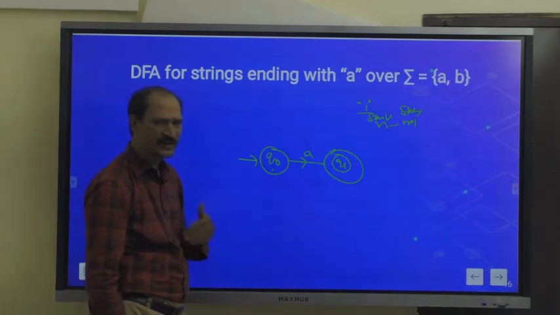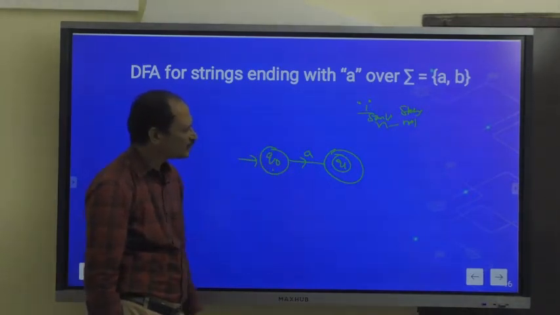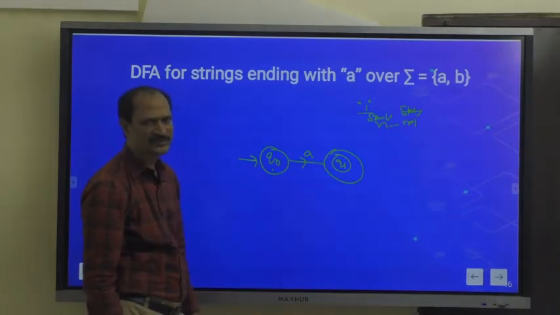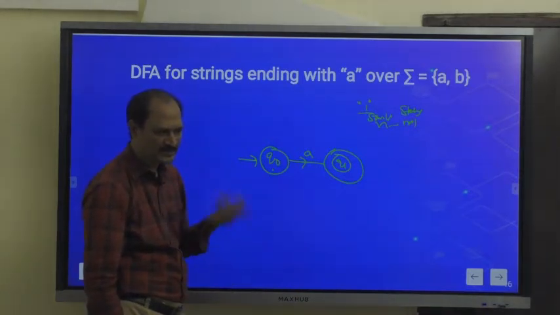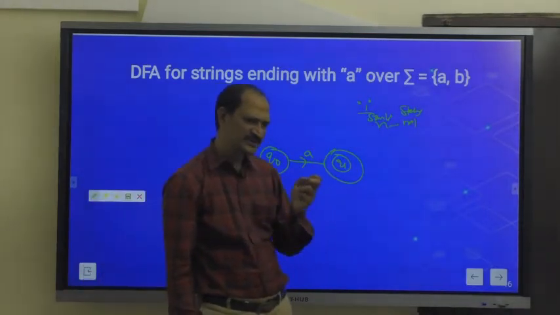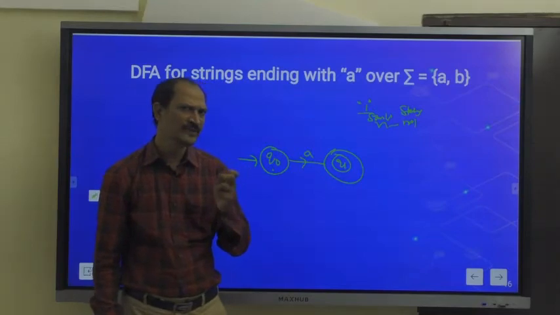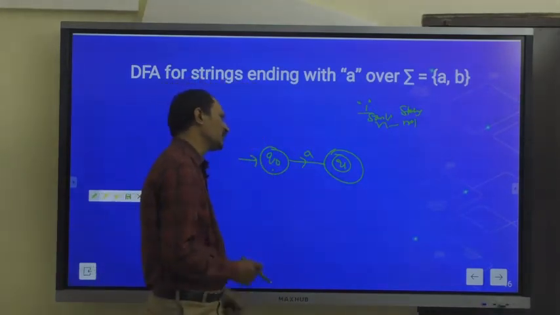Q0 should consume A as well as B, but it is not consuming B right now. Similarly, Q1 has to consume both symbols A and B, but Q1 is not consuming A and B. So I need to make sure all the states consume all the input symbols. And the second rule is that on applying a single input symbol on a state, you should go to one and only one state. So those are the two rules that we need to remember.